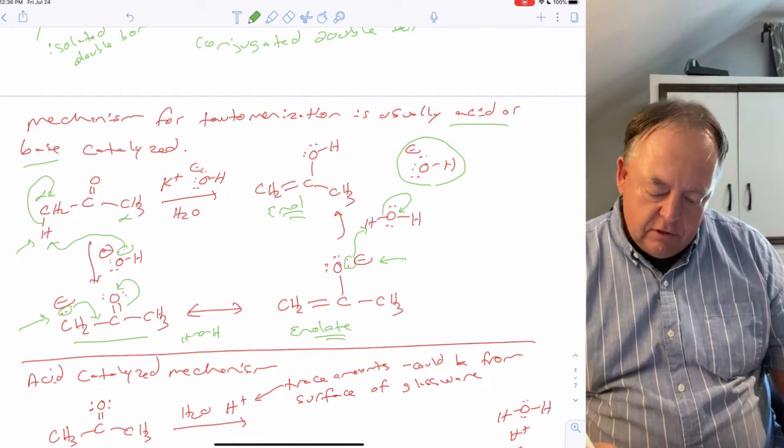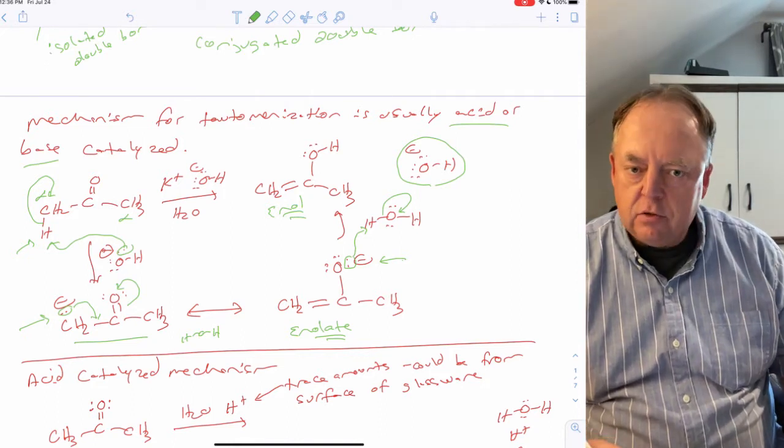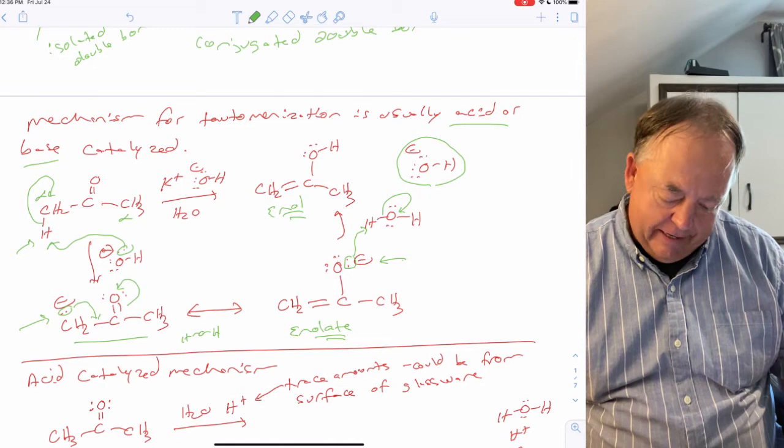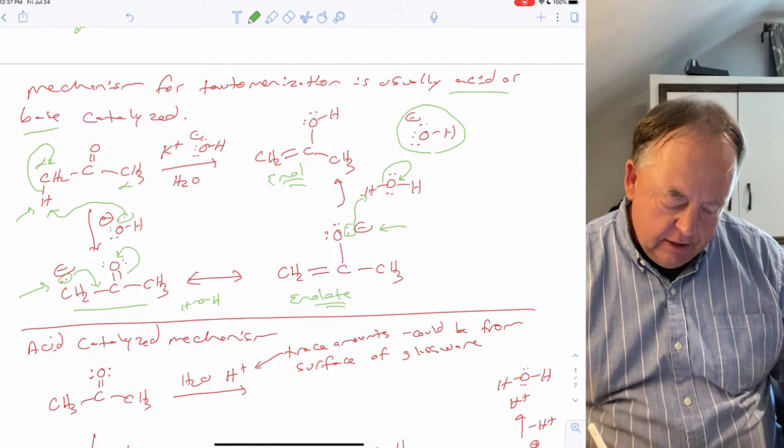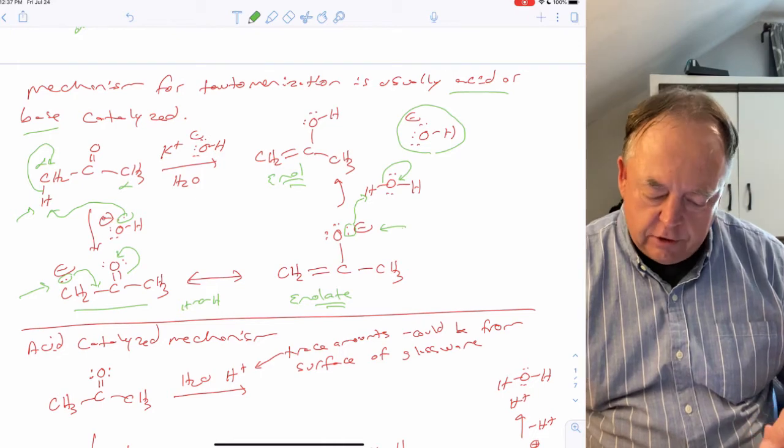So it's a two step process. This middle is not a step, right? That's just a resonance structure. So the enolate looks like both of those molecules. Some of the negative charge is on carbon, some of the negative charge is on the oxygen.